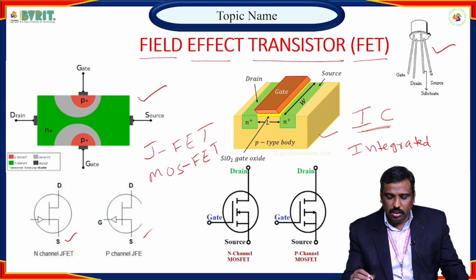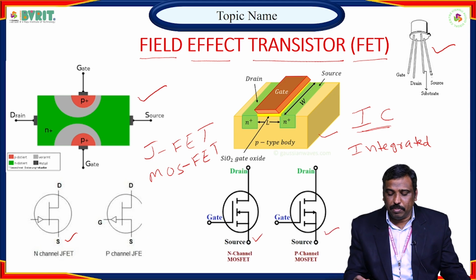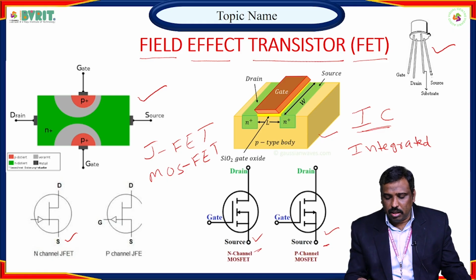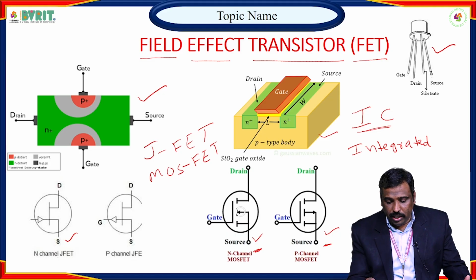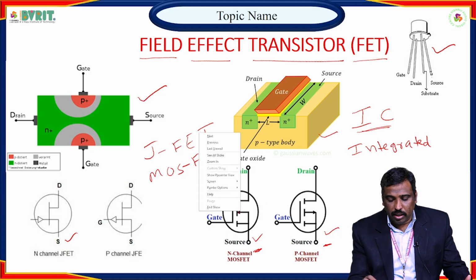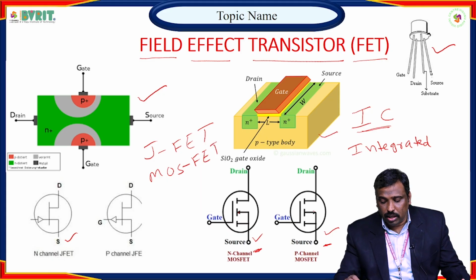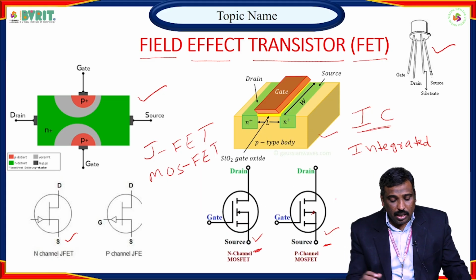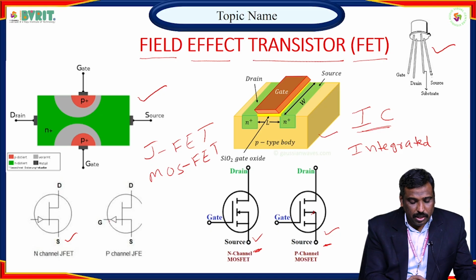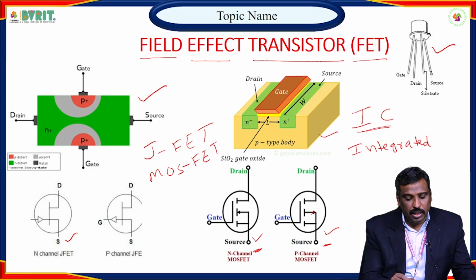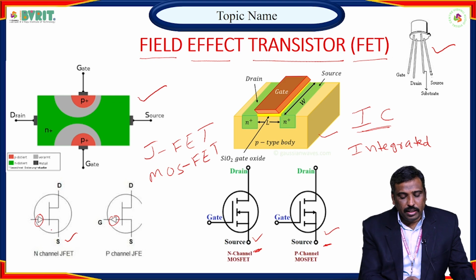In the same fashion, the MOSFET is represented like this in schematics. This is an N channel MOSFET, and this one is a P channel MOSFET. This arrow indicates how the current will flow in the MOSFET. Similarly, here also the arrow represents the flow of current. So based on the current flow, we indicate the arrow.